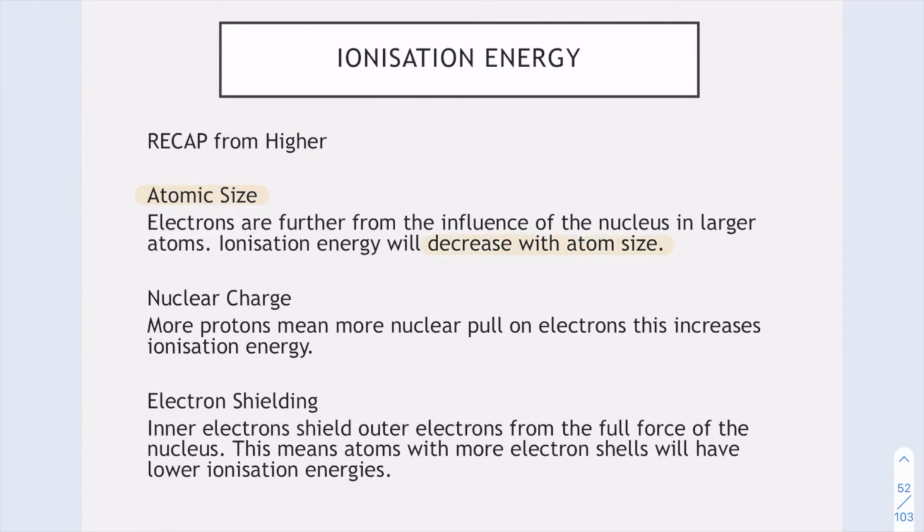Let's have a look here at nuclear charge. The more protons that you have in that nucleus, you're going to have a bigger positive charge. What that means is it's going to pull the electrons closer to your nucleus. So the more protons you have, i.e. the higher the atomic number, the more pull it's going to have on those electrons. So what that means is it increases your ionization energy.